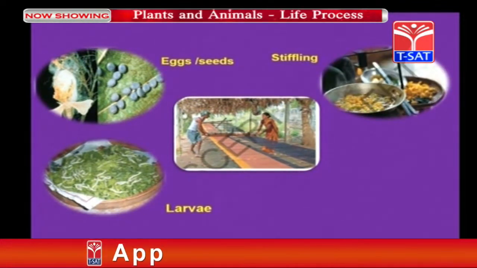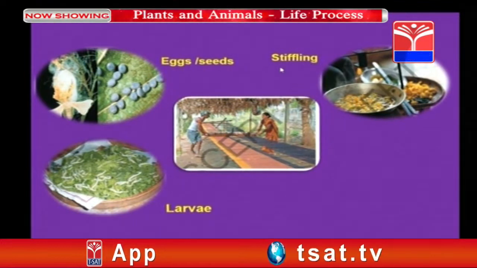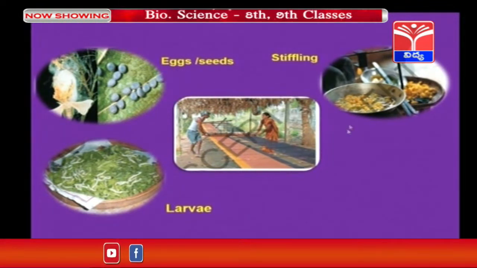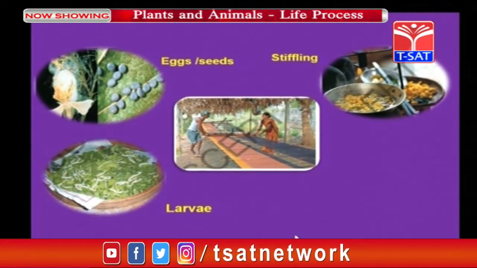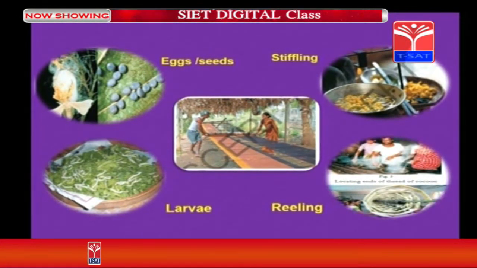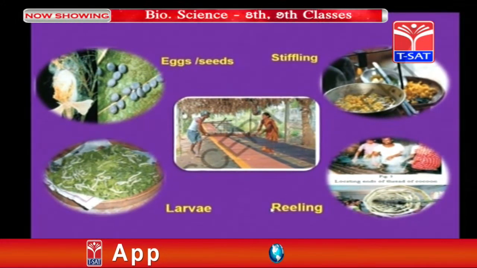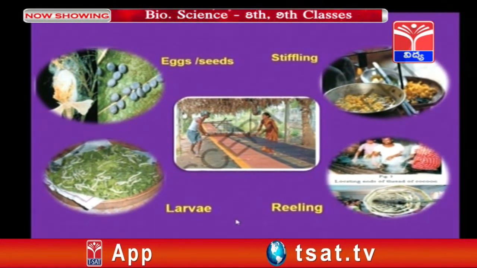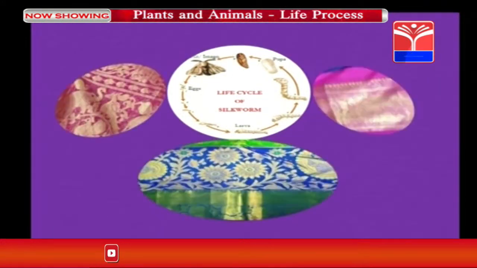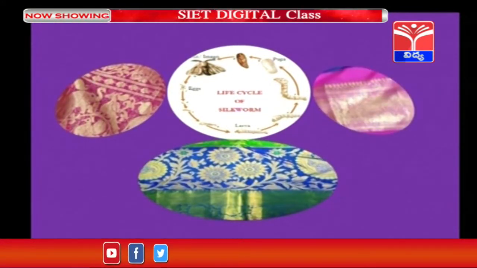Here the cocoons are boiled. This process is called as stifling. This is done for the production of silk from the cocoons. Otherwise, the yarn may be spoiled and destroyed. So this is the important process. And here, after stifling, reeling is done, and then the weaving of the silk cloths is done by the weavers. This is the life cycle of a silkworm: imago, eggs, larvae, pupae, adult.